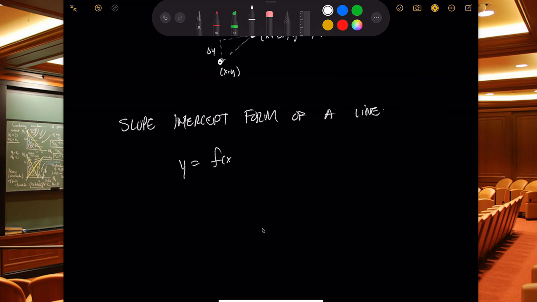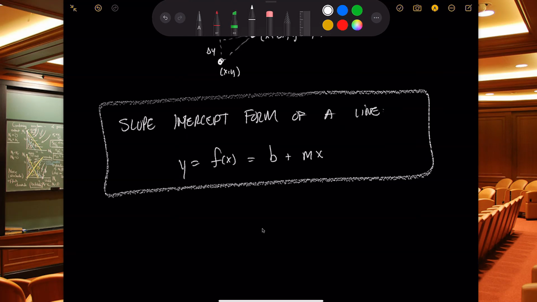So y as a function of x is equal to b plus mx. And again, it looks exactly the same as we did with the tree problems, where b is your vertical intercept, 0, b, and m, and I'm going to include the sign here because we remember that the sign matters. This is the slope. You know, your delta y over delta x.